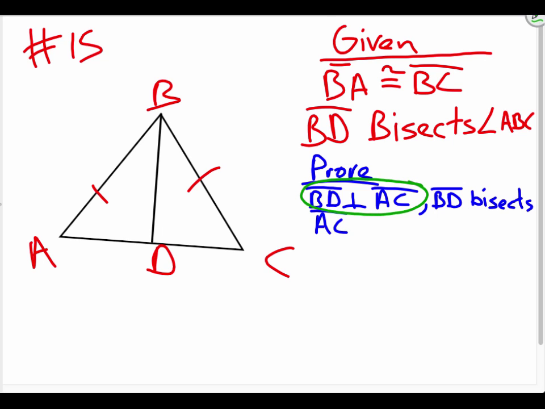Okay, so now let me go through what's given and let's label that. First of all, it says that BA and BC are congruent. Those are labeled by these hash marks. And then the other thing is that BD bisects ABC. So this angle and this angle are congruent. That's what they're saying. All right. Well, I could prove that these triangles are congruent, and then once I prove that the triangles are congruent, then I could prove a bunch of other stuff. Okay?